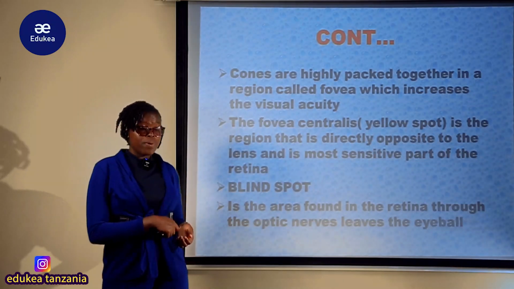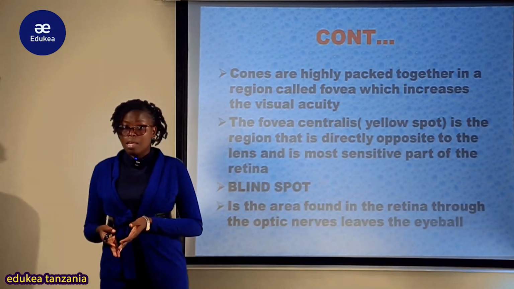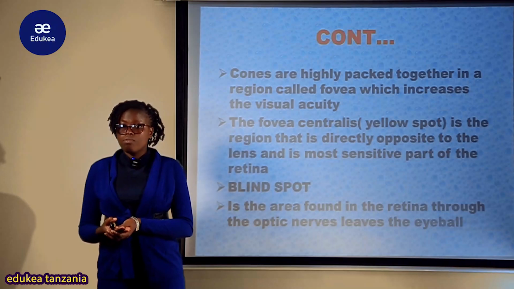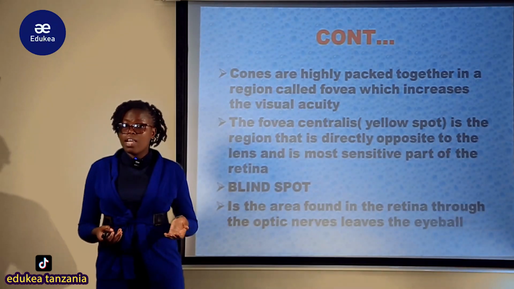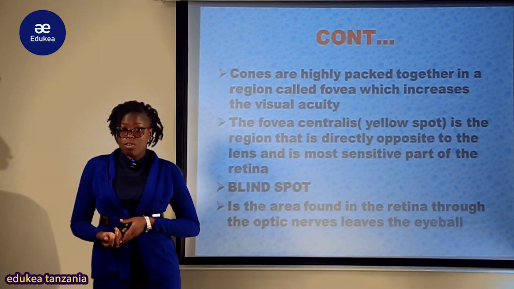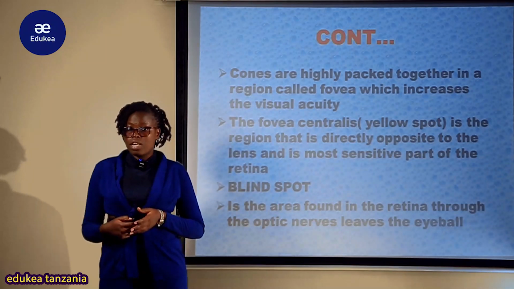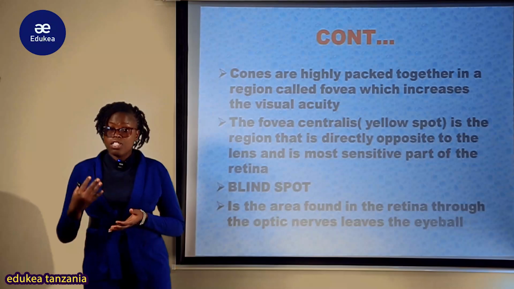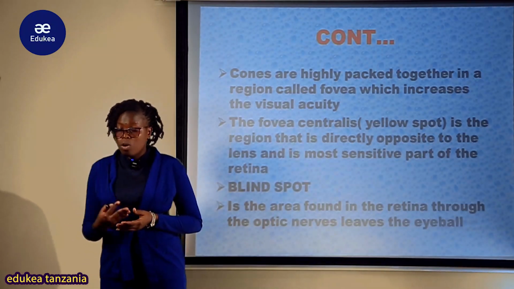Nyingine ni blind spot. What is called blind spot? Blind ni mtu ambaye haoni, the blind or blindness, ukipofu. So blind spot, why is it called blind spot? Umeangalia kwamba katika retina kuna cells, kuna cones pamoja na rods. Kwa hivyo katika blind spot meaning that there are no photosensitive cells. Kwa hiyo ni blind. Hakuna any detection of the light or detection of any object.